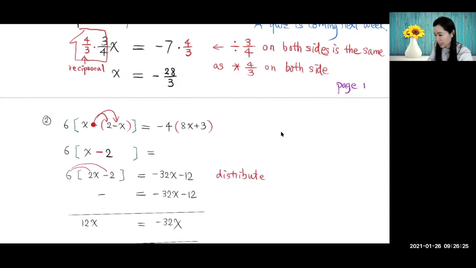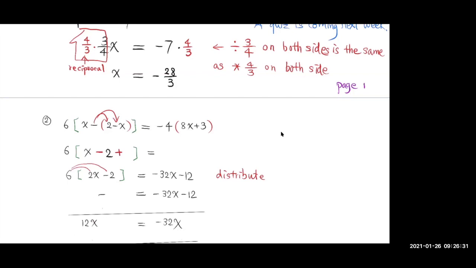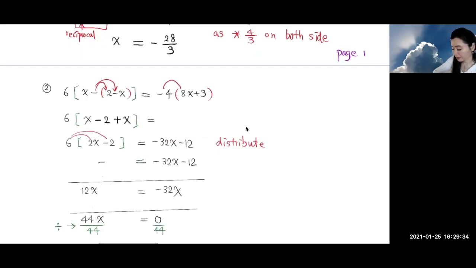Now minus negative x here is adding x. So we have x squared, adding x over here. On the other side, negative 4 times 8x is negative 32x. Negative 4 times 3 is negative 12.